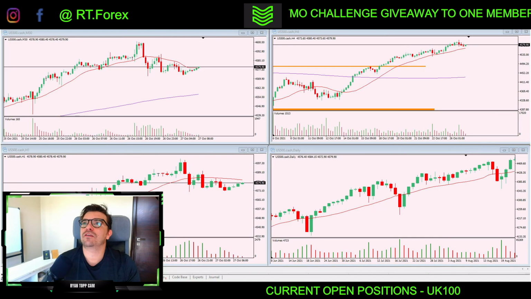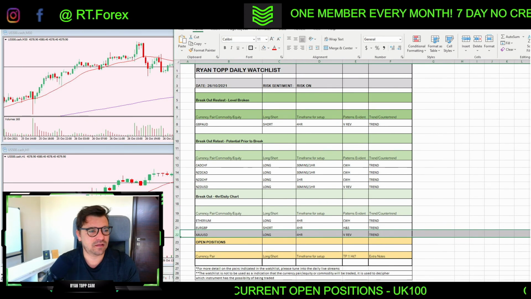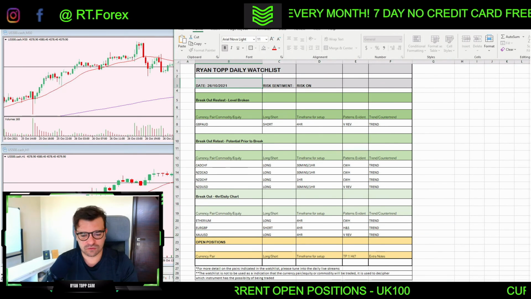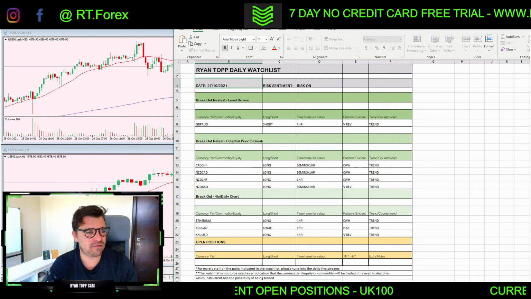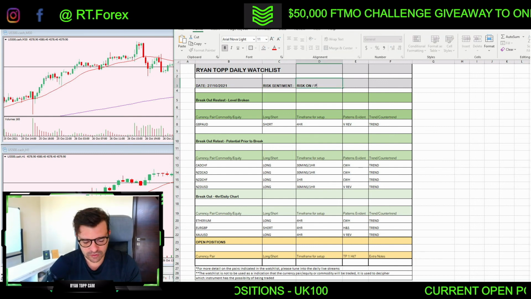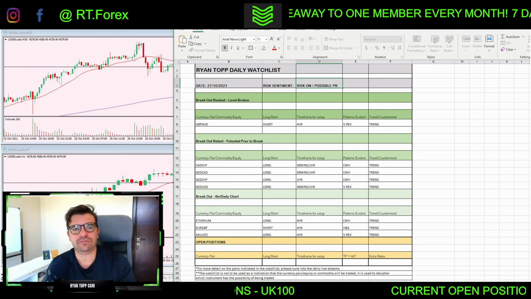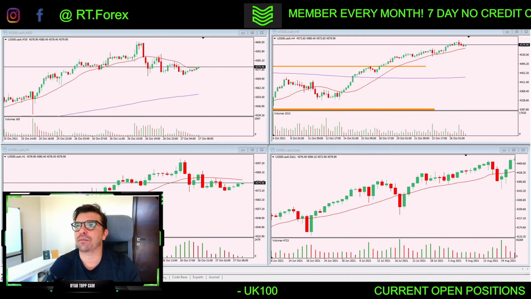So what I would then do is go to my watch list here. I know you can't see that properly. I'll do that there. Go to change my date. Today is the 27th of October, and keep my risk sentiment as risk on. And then I would put an additional thing here saying possible pullback, just because of that daily hammer.